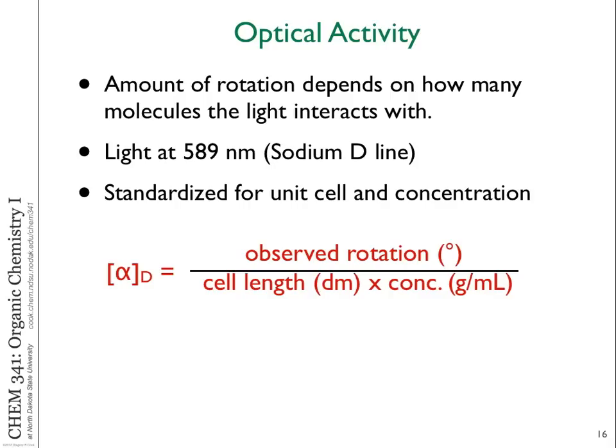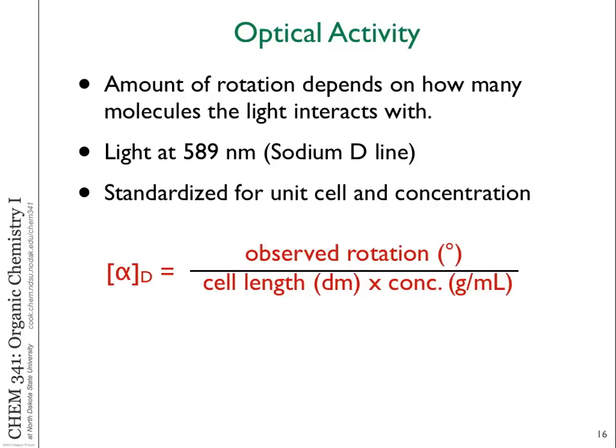And we refer to this as the standard rotation, which is symbolized by this. This D, you might see this notation. The D is referring to the light which is used in a polarimeter, or plane polarized light. It's the D line of the sodium light. When you burn sodium, you get a specific light at a wavelength, at 589 nanometers, that's the sodium D line. And so that's the one that's used as a standard for all polarized light rotation experiments.